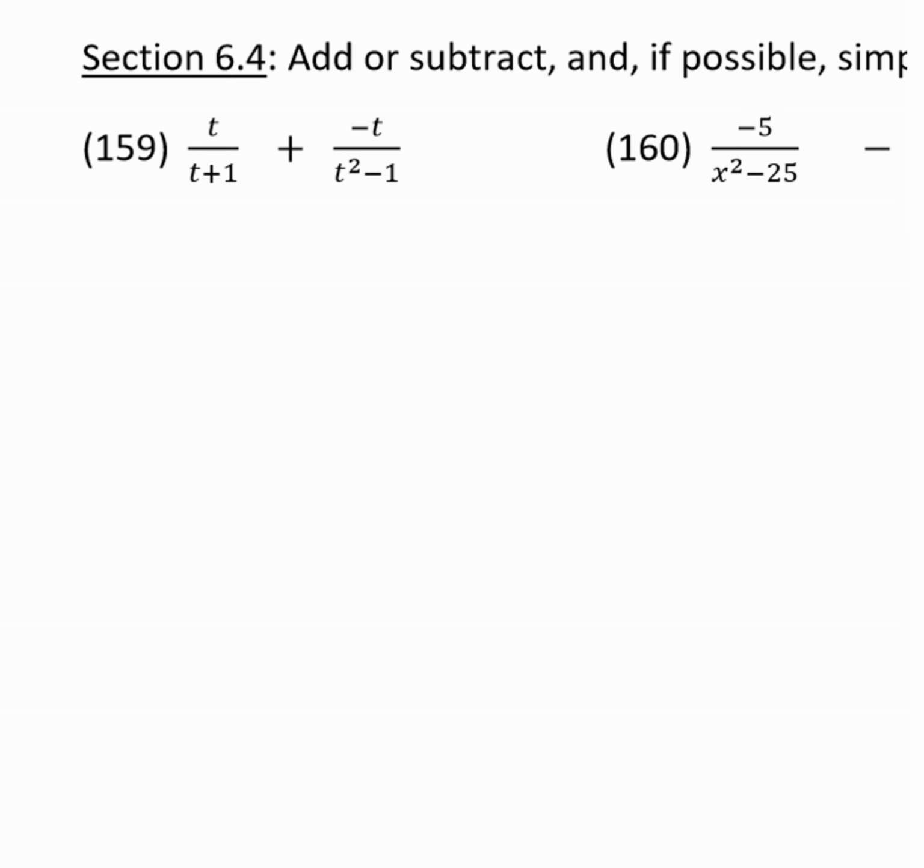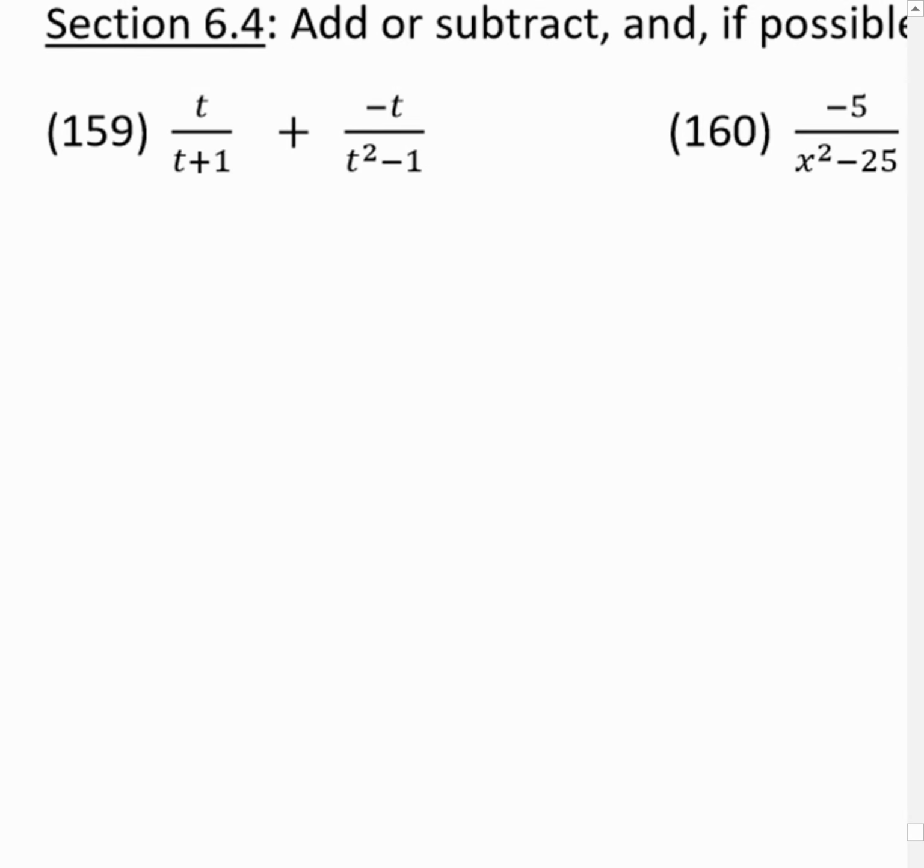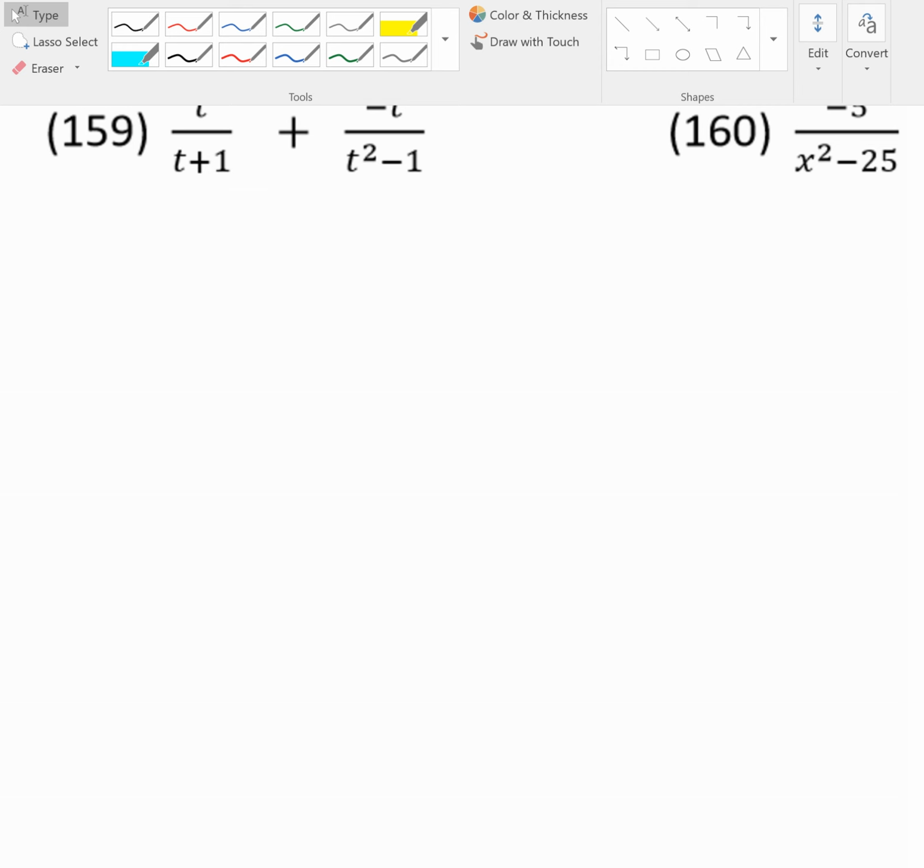So it's problem number 159. It seems like a very high number, right? But a lot of practice, I guess, is better than not enough practice? I don't know. I hope so.